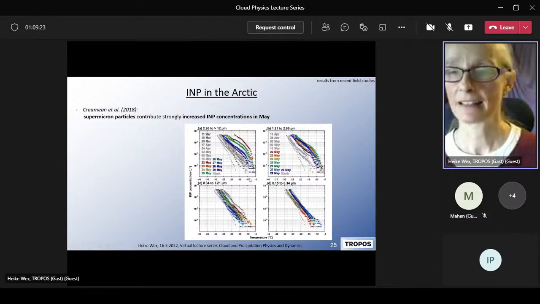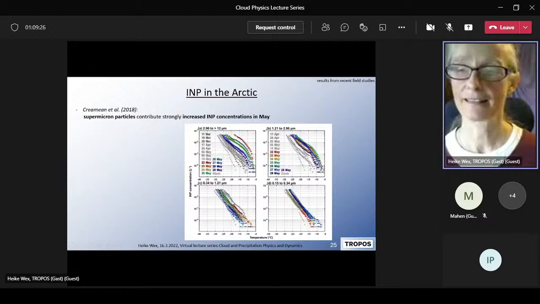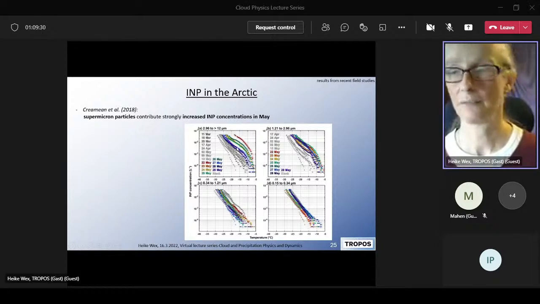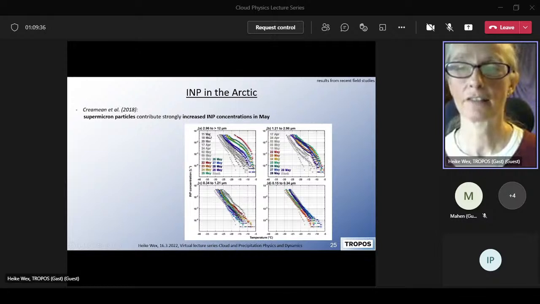And first you see that the concentrations increase with size, as I said before. You also see those colored curves. They come from later in their experiments. So they were in the Arctic from March until May. And towards the end, they found these high concentrations for the large supermicron particles.